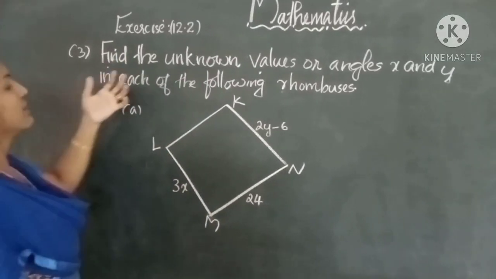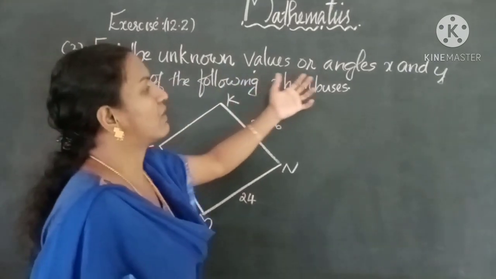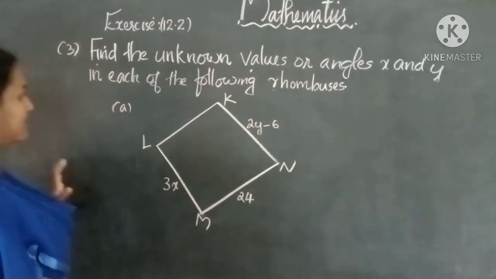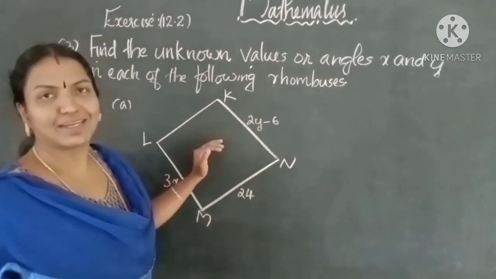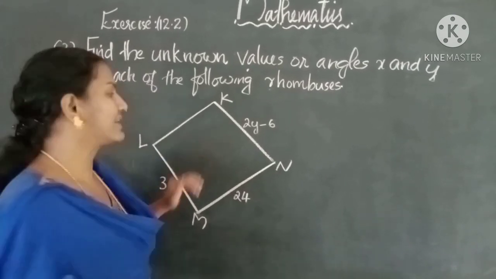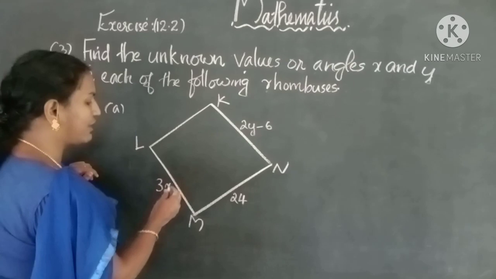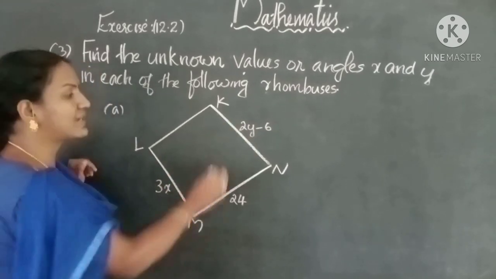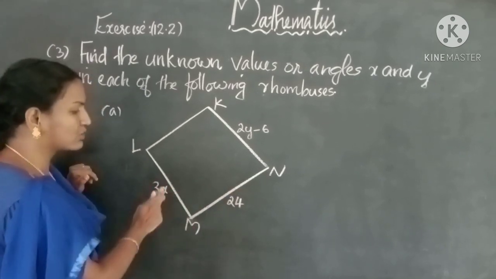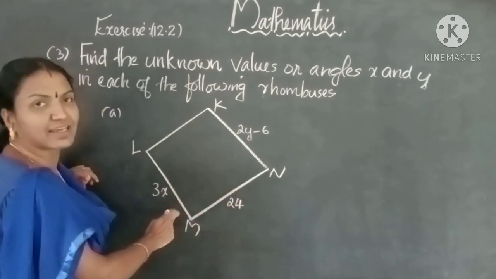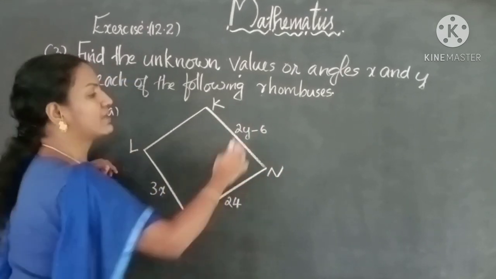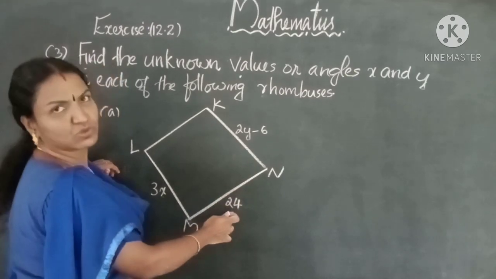Next, question number 3. Find the unknown values of angles x and y in each of the following rhombuses. Option A. We studied rhombus. In a rhombus, all sides are equal. So we have to find the value of x and y. All sides are equal means equating the sides. LM and MN are equal, so 3x is equal to 24. x is equal to 8. Then MN and KN are equal, so 2y minus 6 is equal to 24.